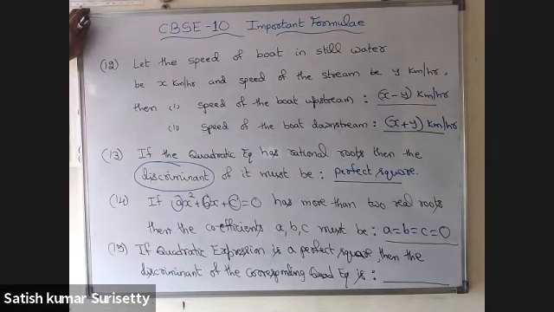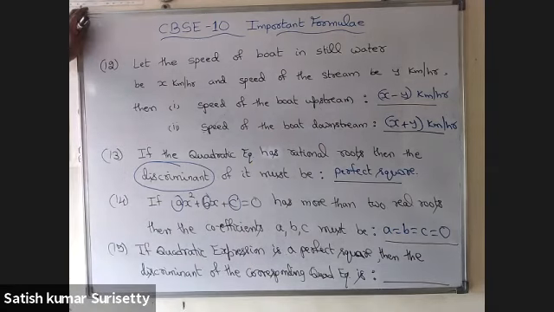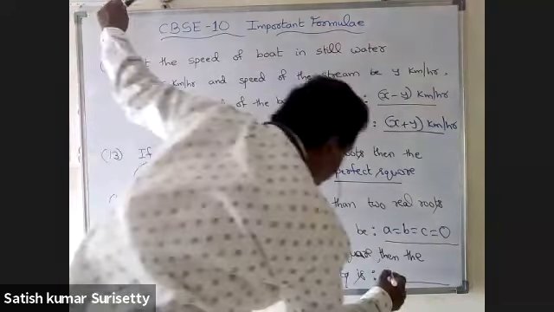If a quadratic expression is a perfect square, then the discriminant of the corresponding quadratic equation is? Here we are saying that the quadratic expression is a perfect square. When the quadratic expression is a perfect square, then for the corresponding quadratic equation the roots must be equal. Once the roots are equal, then the discriminant must be 0.